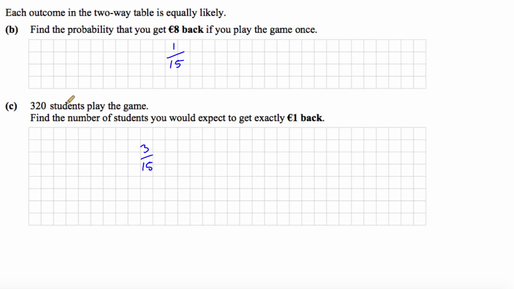Now, if 300 students play the game, well, you would expect that 3/15 of them would get their money back. So it's 3 over 15 multiplied by the number of students. The probability of getting the euro back multiplied by the number of students. And that gives us, on our calculator, 60. So that's the number of students you would expect to get €1 back.